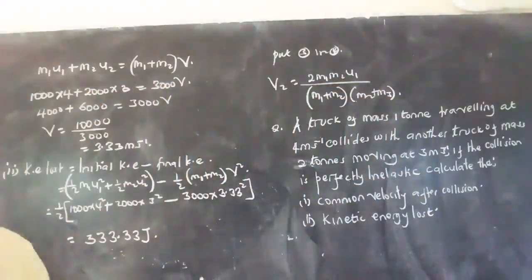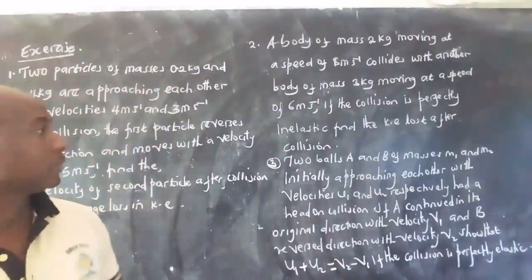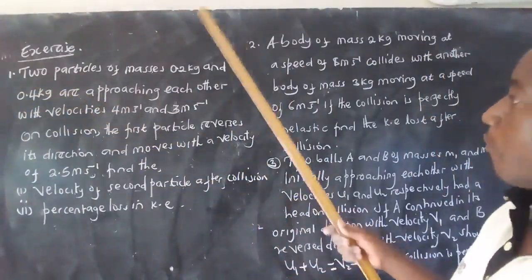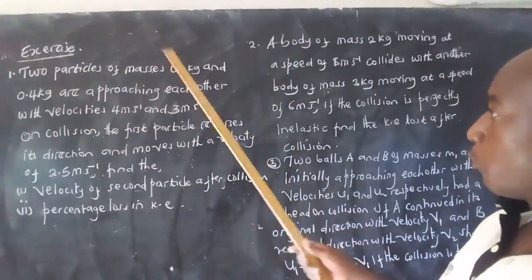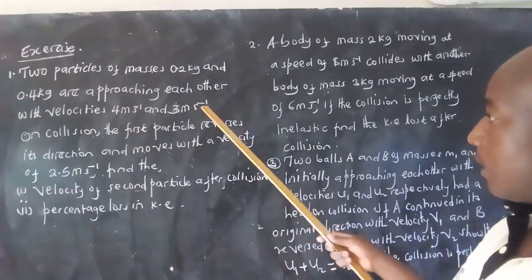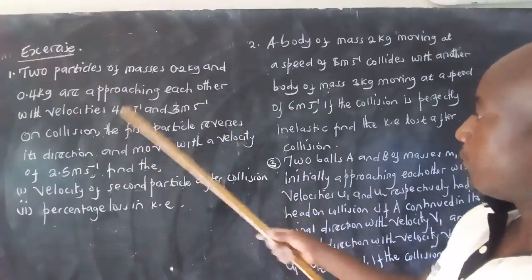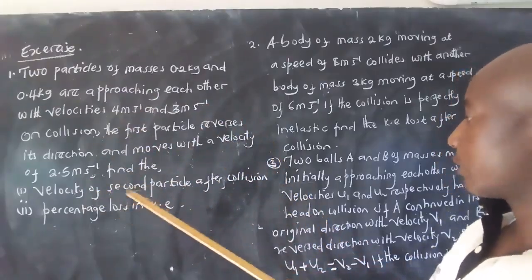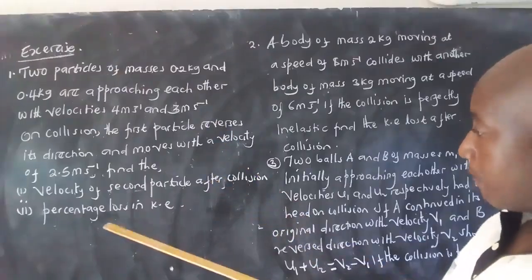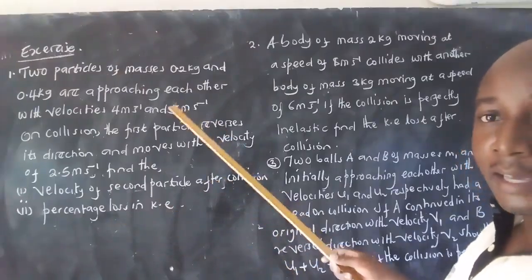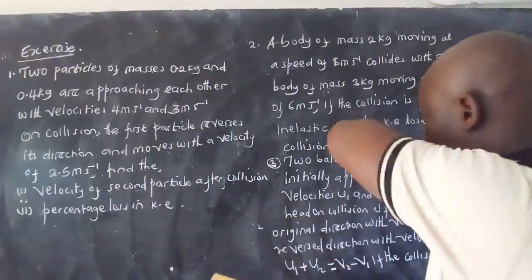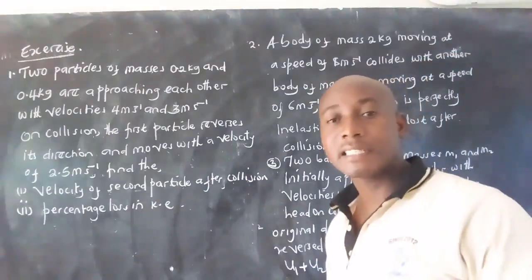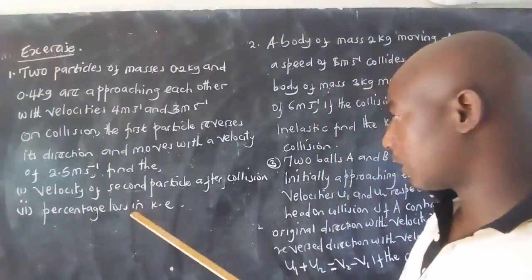So let us look at the exercise now. Number 1. They are talking about two particles of masses 0.2 and 0.4 approaching each other with velocities 4 and 3. On collision, the first particle reverses direction and moves with a velocity of 2.5. Find the velocity of the second particle after collision, and the percentage loss in kinetic energy. So this is an inelastic collision. It is not perfect, but it is inelastic because the bodies separate and move with separate velocities. But the kinetic energy is not conserved.